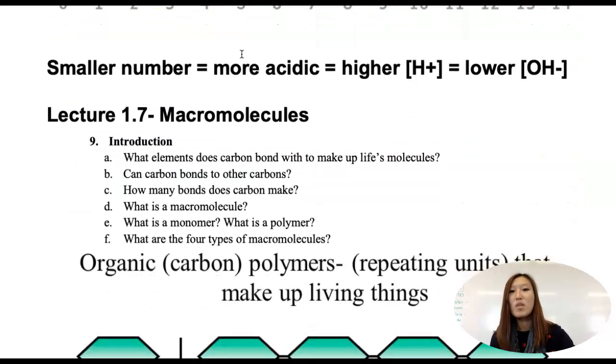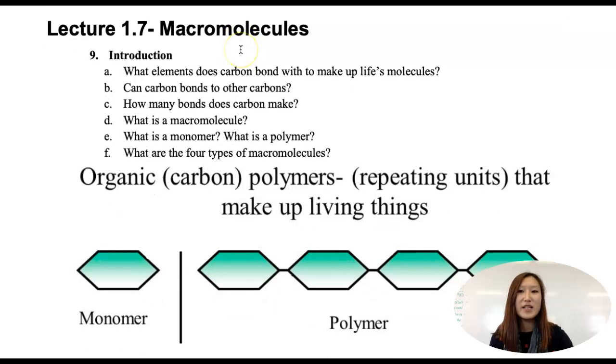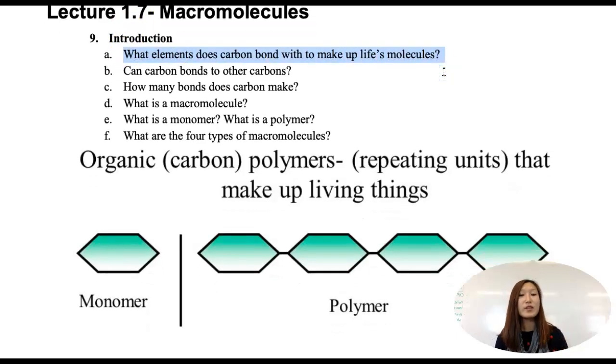Moving on to macromolecules. So macromolecules are organic molecules that have 4 big categories. What elements does carbon bond with? So carbon is really good at making bonds. Each carbon can form 4 bonds, and carbon can bond with hydrogen, oxygen, nitrogen, and phosphorus to make up other types of molecules. It can bond with a lot of other things as well, but carbon generally bonds with these types of elements to make these macromolecules.